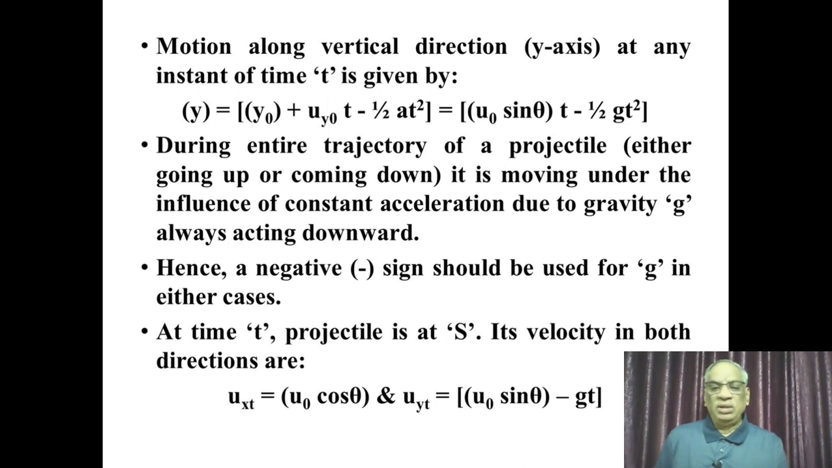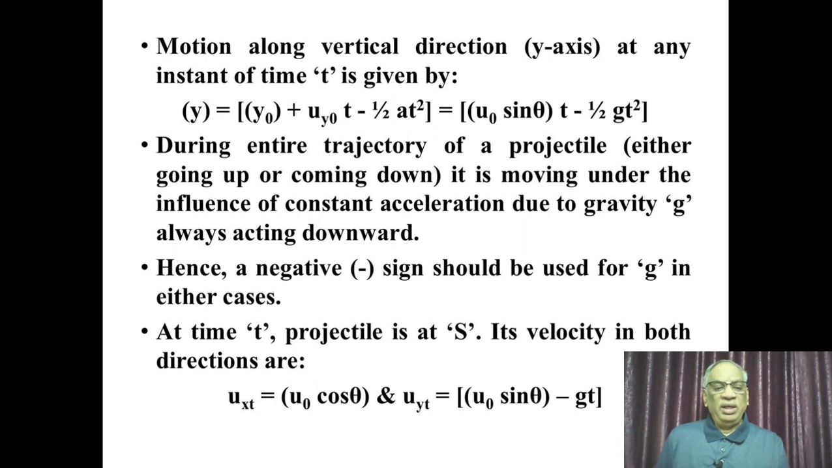Remember that during the entire trajectory of the projectile, while going up and coming down, that's O to U and U to S, both times the body is moving under the influence of constant acceleration due to gravity g, which is always acting downward, with no change in the direction of the acceleration. So the g term in all the equations should be used with a negative sign, minus g.